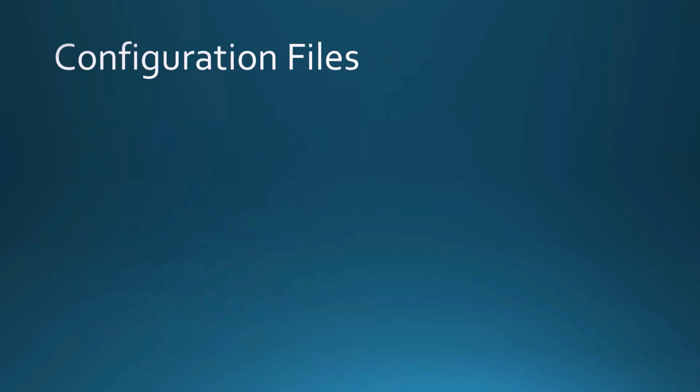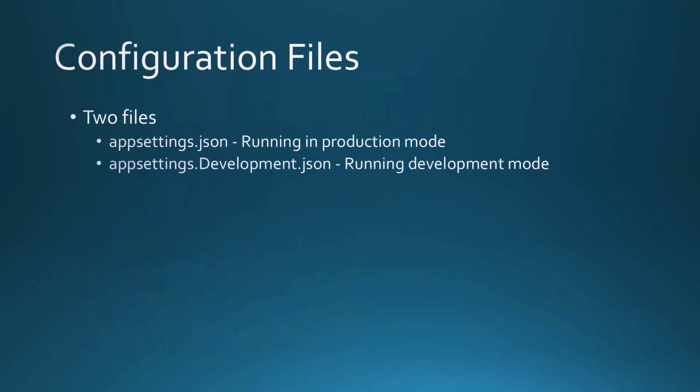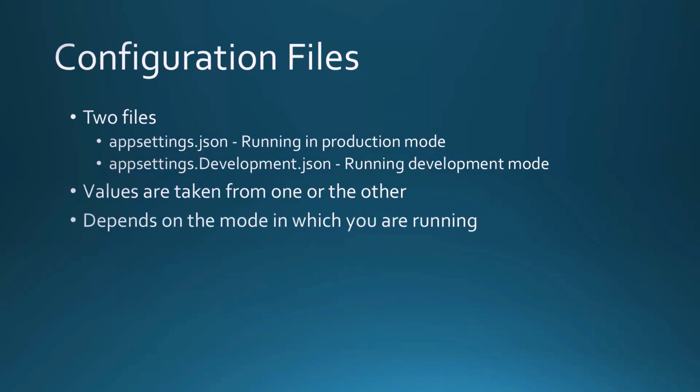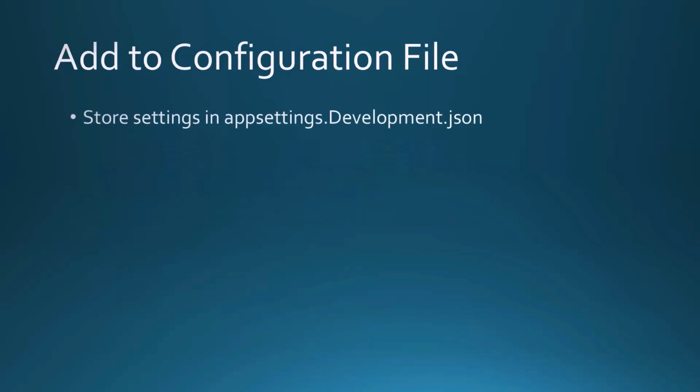For this lesson, we're going to use configuration files. And there's two files. There's appsettings.json and there's appsettings.development.json. One is for when we're running in production mode and one is for running in development mode. And we've already shown you how to switch between the two different profiles. Now the values that are in those are taken from one or the other, and it just depends on which mode you're running in.